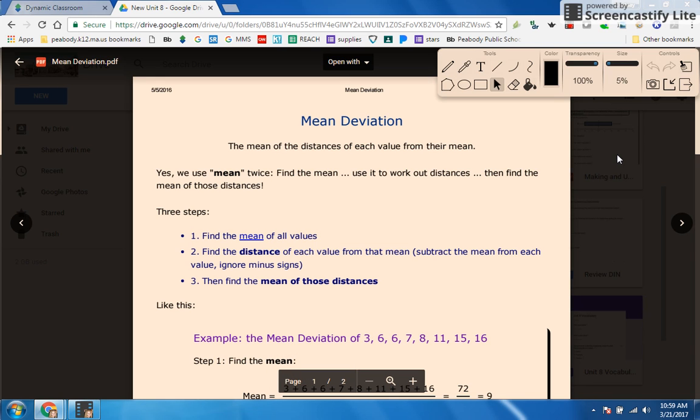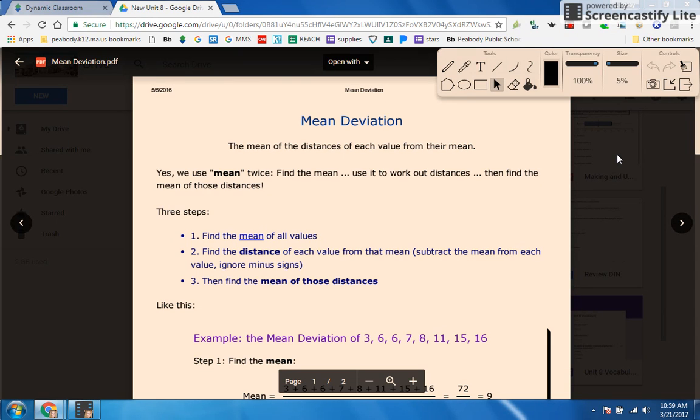So now that we've done mean, median, and mode, and box and whisker plots, we're going to do the last part of finding different measures for data, which is called the mean deviation. So unfortunately, yes, it does have the word mean in it.